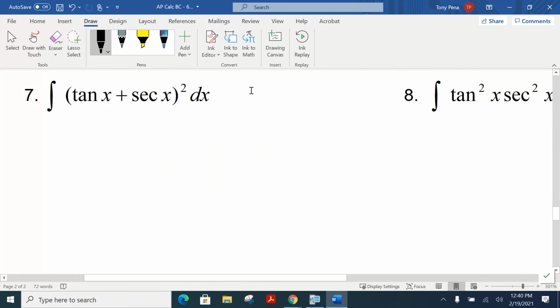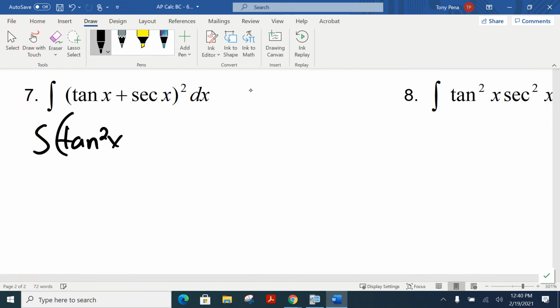First thing you're going to want to do here, we don't necessarily want to rewrite anything yet. There's no identity for the tangent plus secant squared. But if we actually do just square this binomial, that's us squaring the first term, then if you remember, it's twice the product of those 2 individual terms, so 2 times tangent secant, and then we square that secant term.